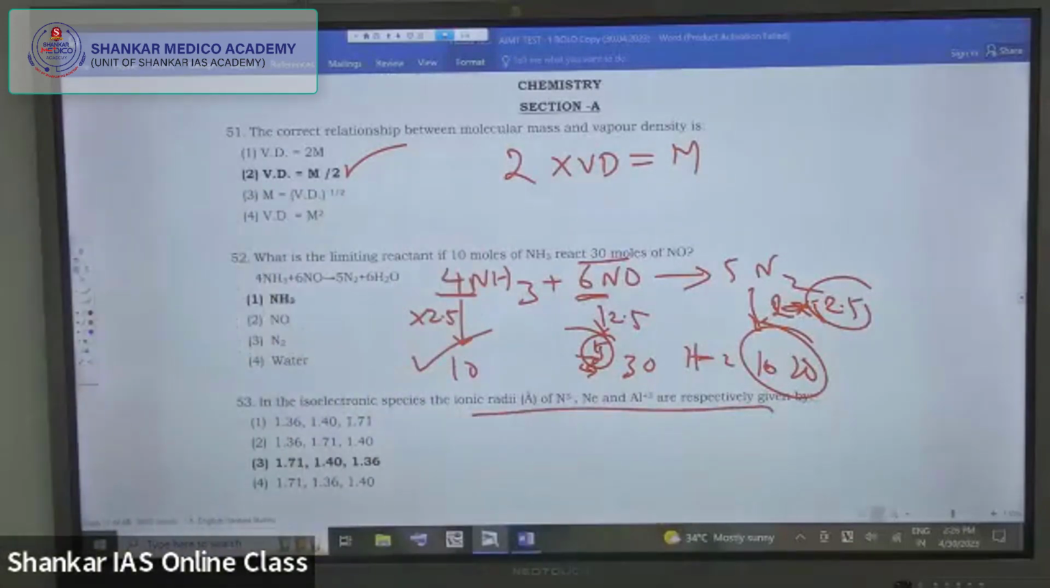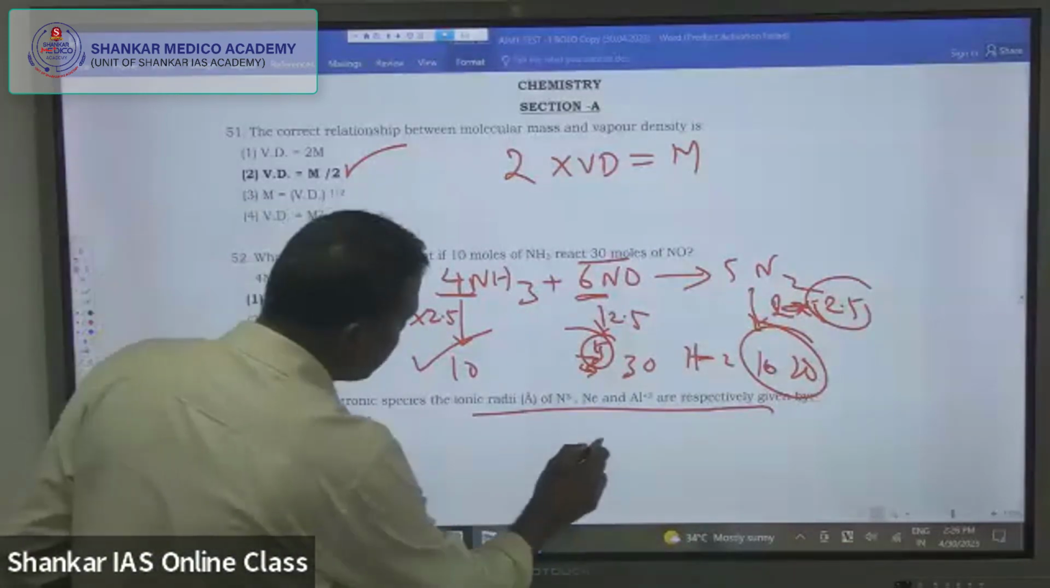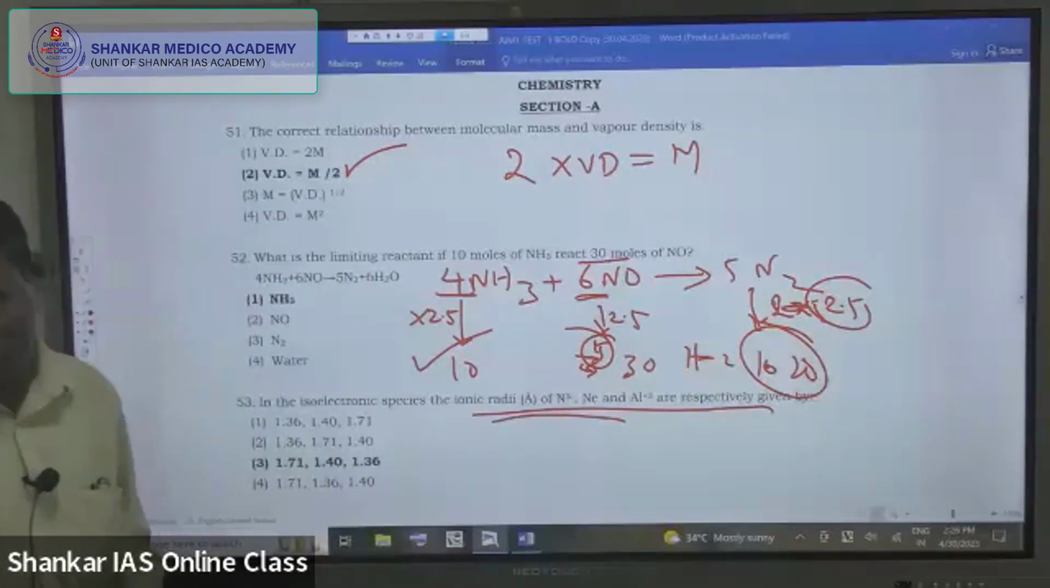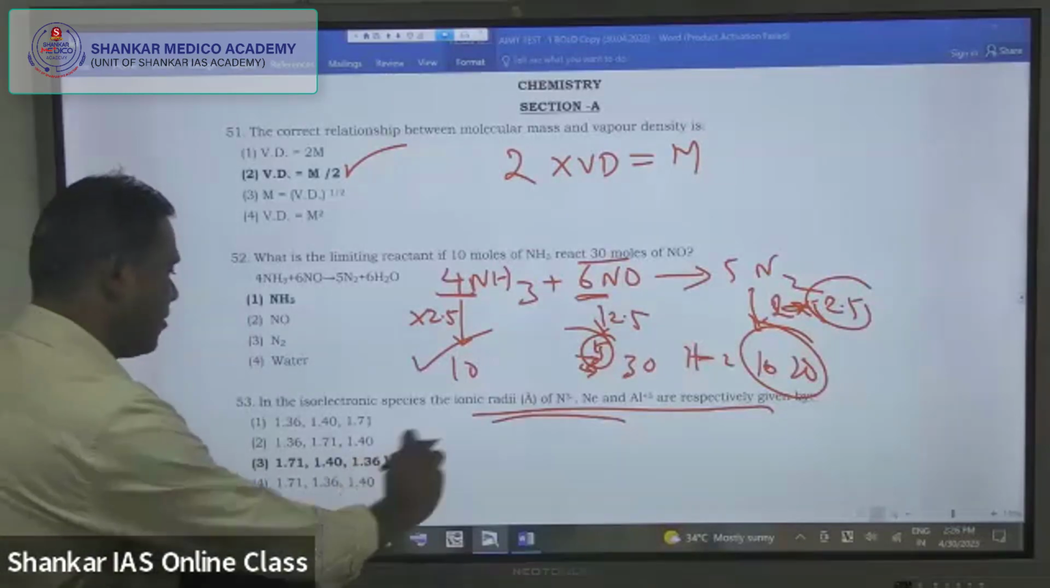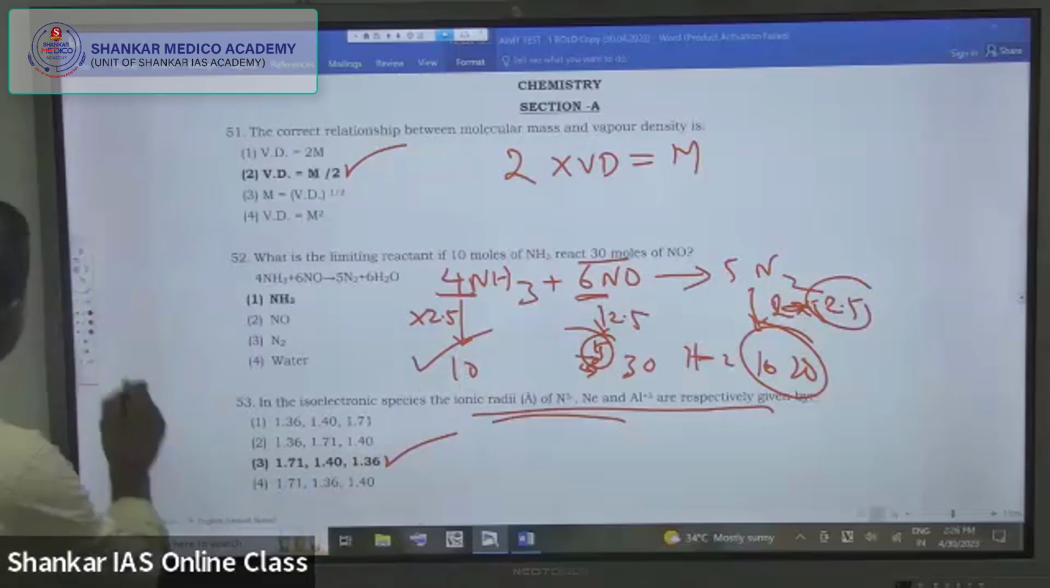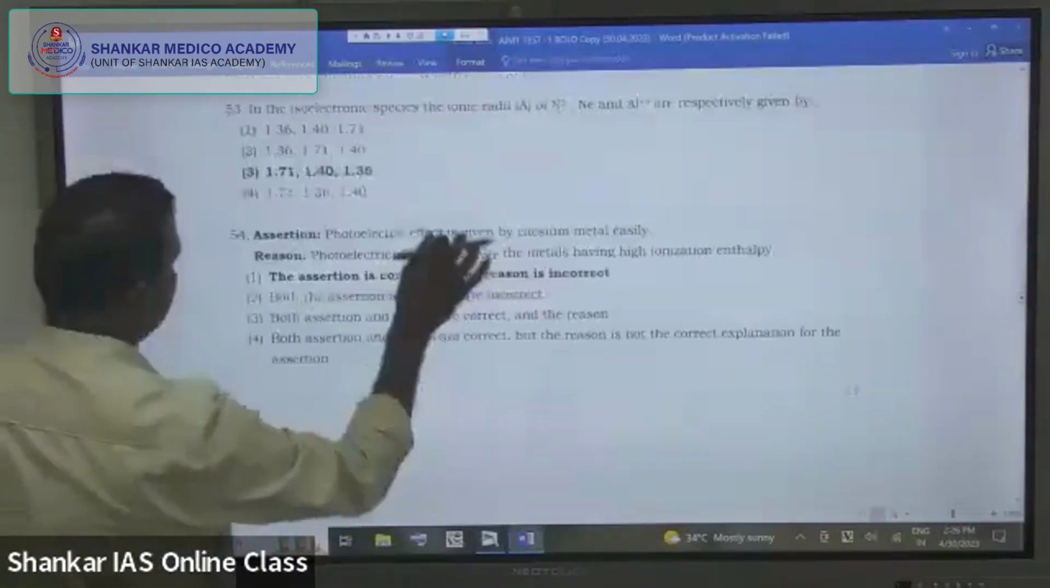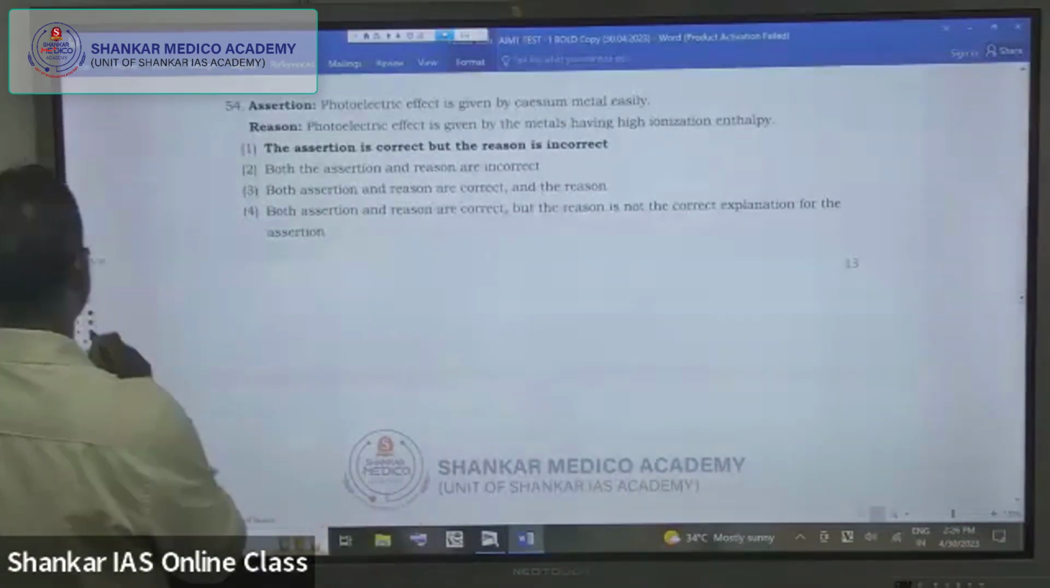Generally, a cation has a lesser ionic radius than an anion because of the effective nuclear charge. So the highest positive charge gives the least radius, and the highest negative charge gives the highest radius. So this one, obviously, is a very simple question. Okay, right.